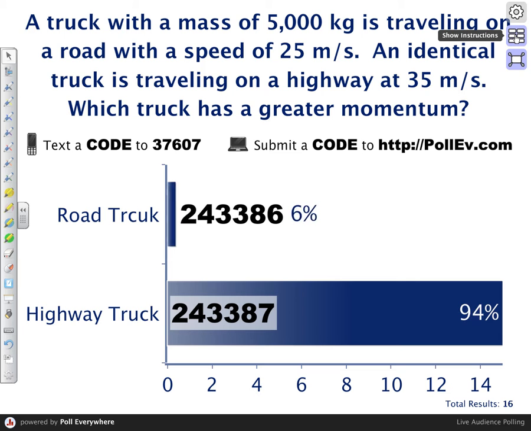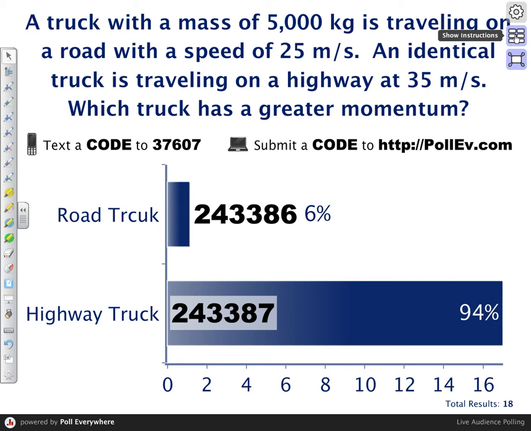So we are in agreement that the highway truck has a greater... Someone did that on purpose, didn't they? All right. We are in almost unanimous agreement that the highway truck has a greater momentum than the road truck. And that is the case, right? We said that the instantaneous momentum of an object depends on both its mass and its velocity. Two trucks with the same mass, one traveling faster than the other, that one has the greater momentum. Good there? All right. Next question.